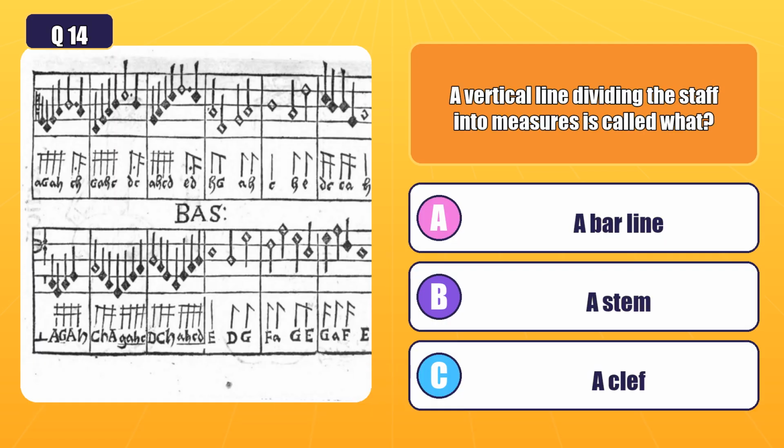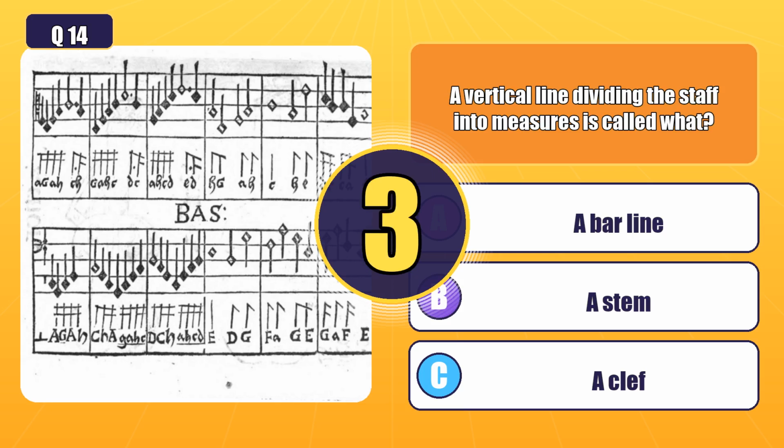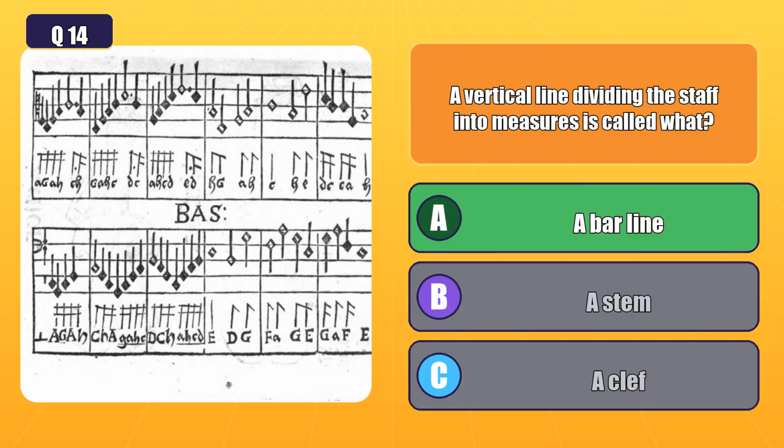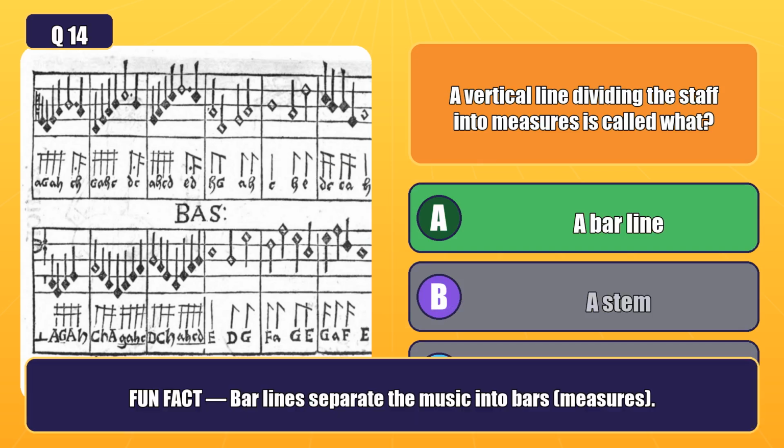Question number 14. A vertical line dividing the staff into measures is called what? The answer is a bar line. Fun fact, bar lines separate the music into bars, measures.